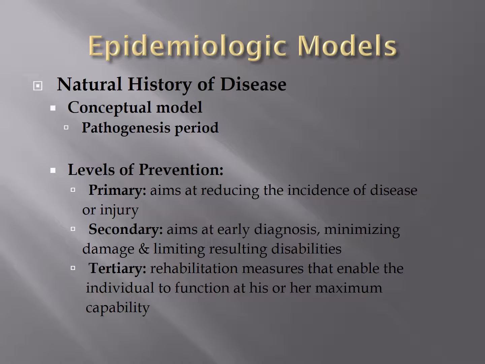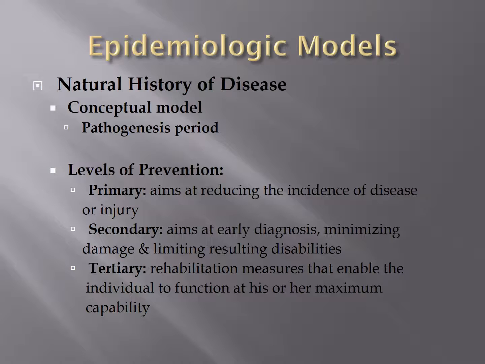Next, the levels of prevention and the relationship to epidemiology. Primary prevention. Primary prevention aims at reducing the incidence of the disease or injury. Primary prevention is education-based. For example, smoking cessation programs, prenatal classes, nutrition education, and providing immunizations.